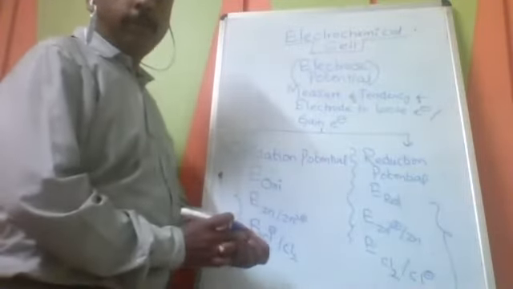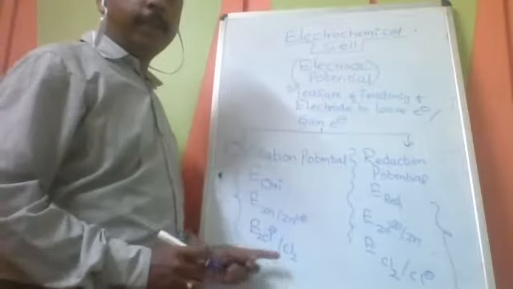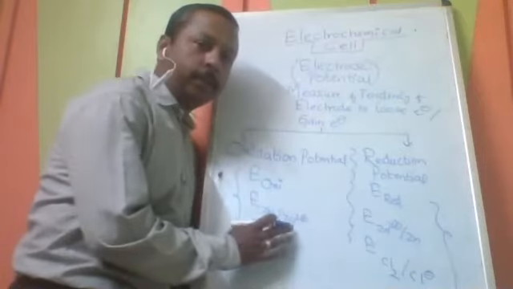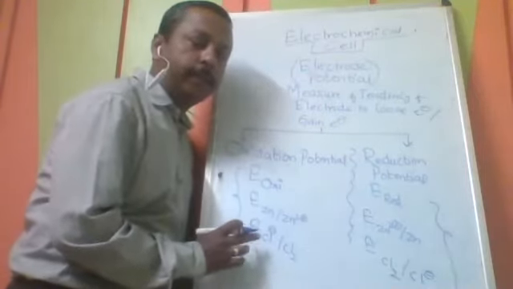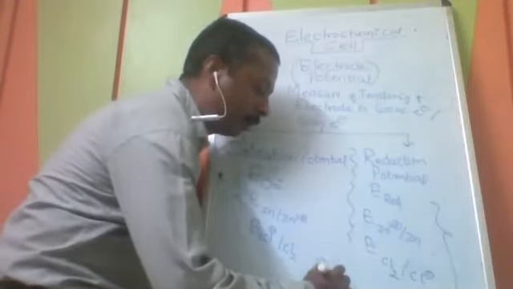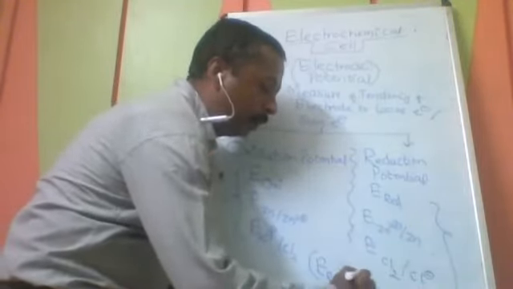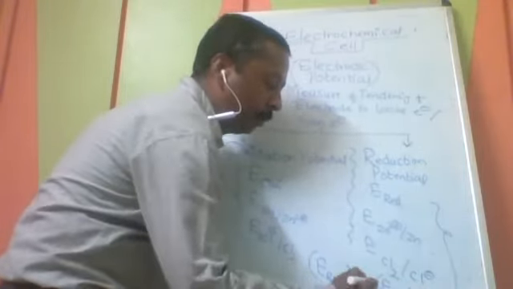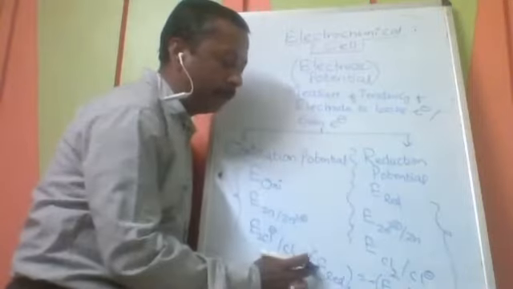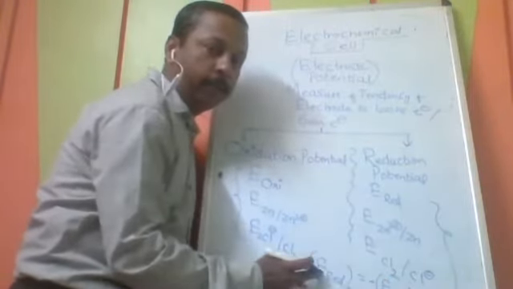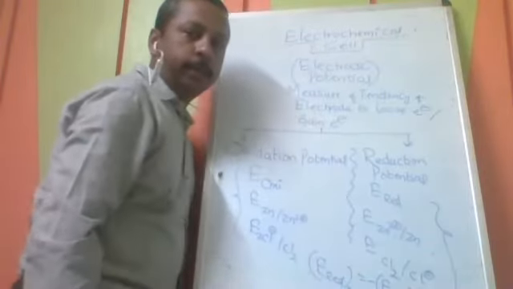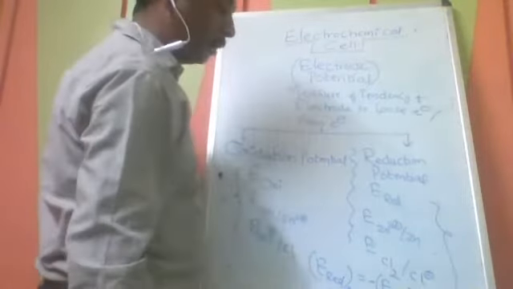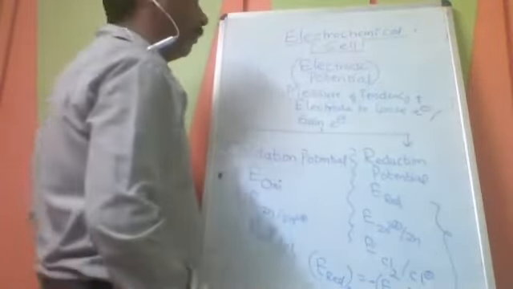As I told you, both oxidation and reduction potentials will have the same quantity, but only their sign will be different. So E reduction potential of a metal will be exactly equal to E oxidation of the metal, with only the minus sign difference. If here it is minus, here it will be plus. If it is plus here, it will be minus. Just the opposite sign, but quantity-wise it will be the same. E reduction and E oxidation both will be the same.